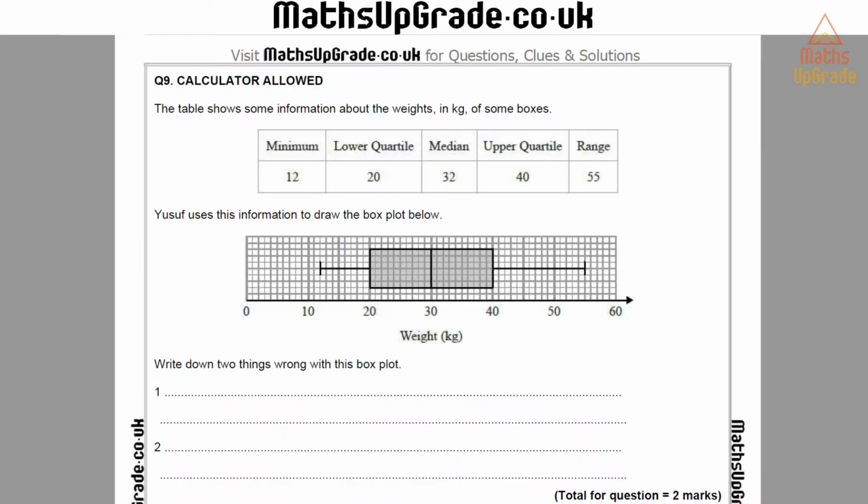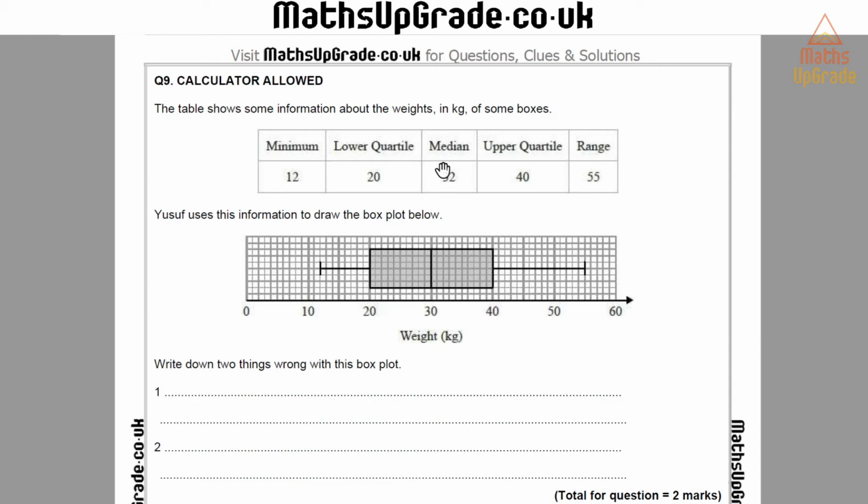The remainder of the questions in the booklet are all calculator questions. So in question 9, we're given a box plot and we're given some values for the minimum, lower quartile, median, upper quartile and range. We need to describe 2 things wrong with the box plot. So the first thing you can see is the median is plotted as 30, but it should be 32. So that's the first thing.